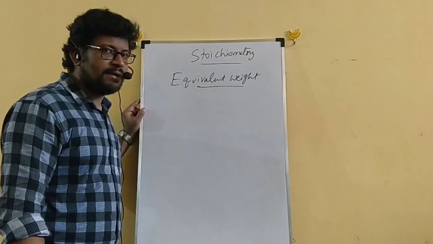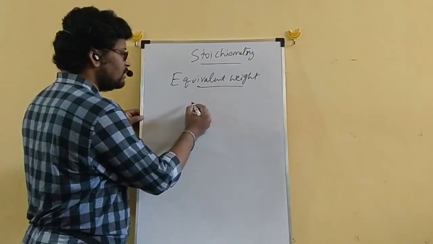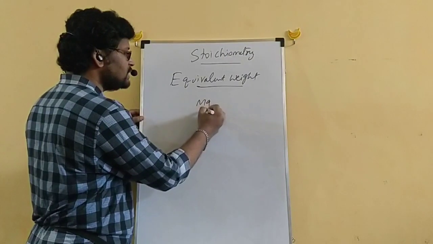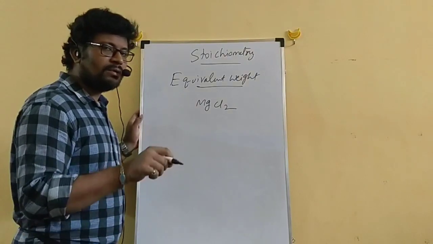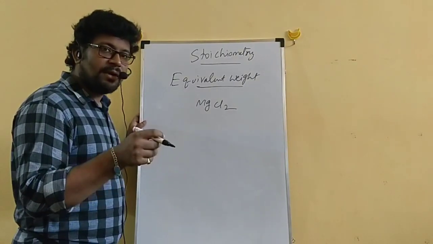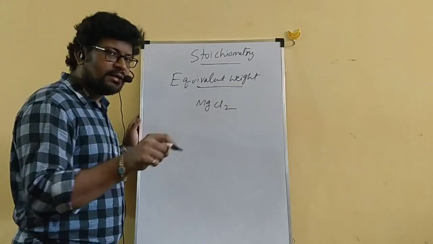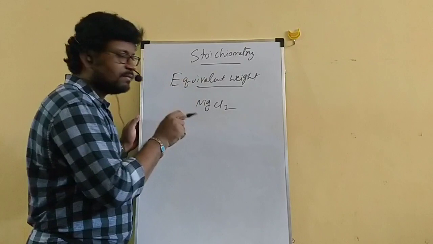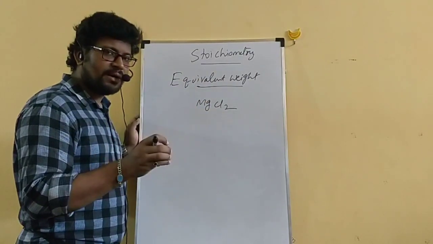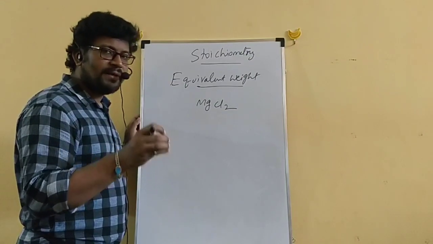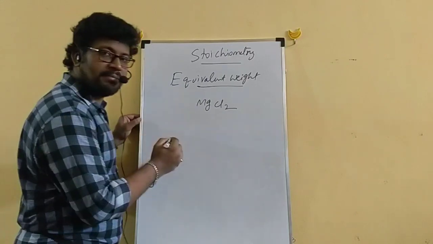What is meant by equivalent weight? Equivalent weight is simply defined as, if you have any one molecule like MgCl2, we can calculate equivalent weight of the molecule MgCl2 as well as we can calculate equivalent weight of magnesium and chlorine separately also. That's why when we want to calculate equivalent weight, we need to consider whether it is molecule or element.